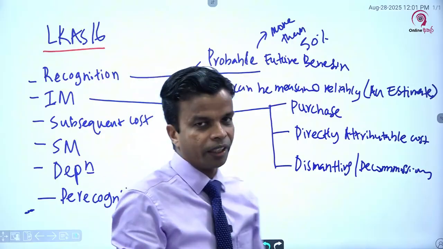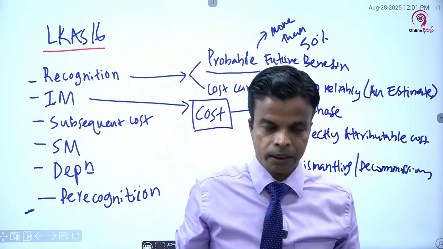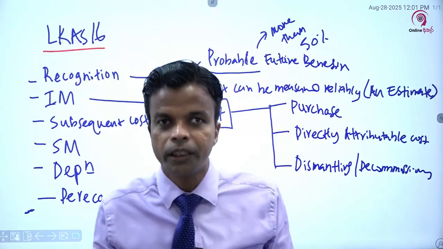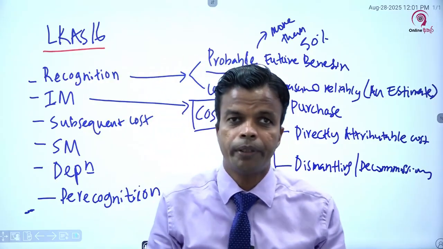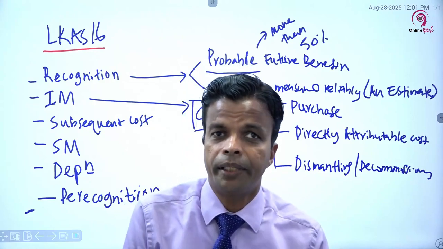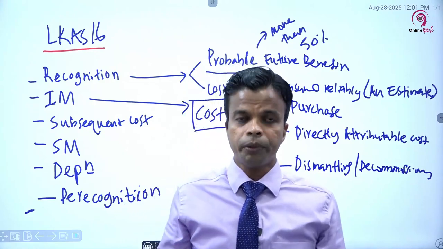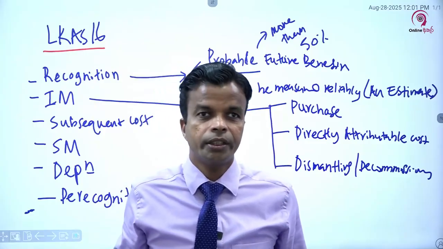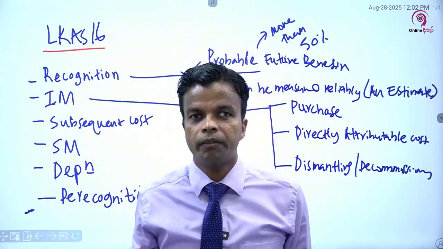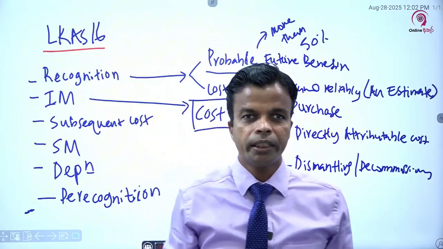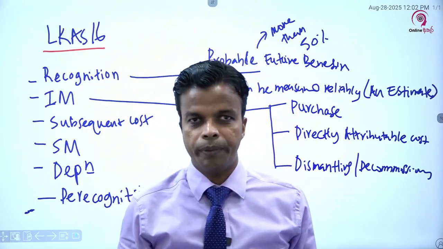Third one, it's a very rare or very specific case: the dismantling, decommissioning or restoration cost. This will not apply for every PP&E item, but there are certain PP&E items. Say, for example, a telecommunication tower. In the telecommunication business, you have seen telecommunication towers here and there. So telecommunication towers are considered part of PP&E.